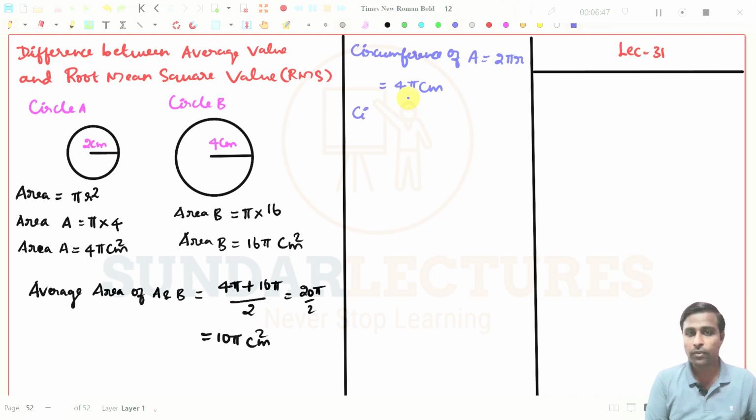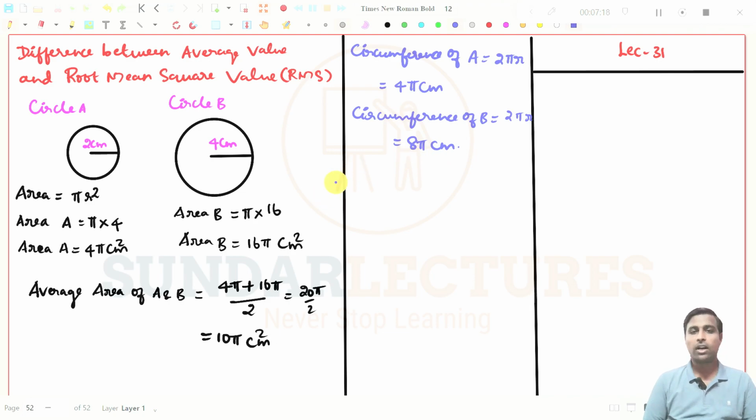So if you go for circumference of circle B, circumference of circle B will be equal to, that is also 2 pi r. But what is the radius here? Here it is 4 centimeters. So 4 into 2 will give you 8 pi, right? So 8 pi centimeter.